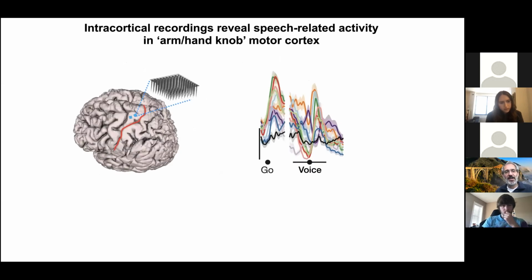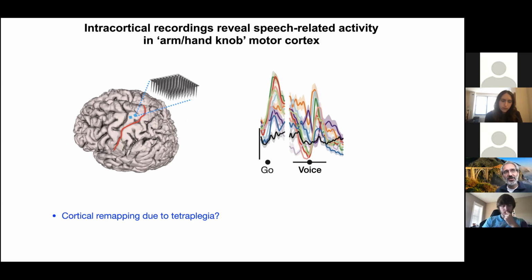Okay, so final few points. Intra-cortical recordings seem to be revealing speech-related activity in this hand knob area. Sorry, I shouldn't say not more lateral. We did not measure more lateral. We would expect to find these types of responses, and even stronger, if and when we go more lateral. But we're finding them where we sort of shouldn't find them.